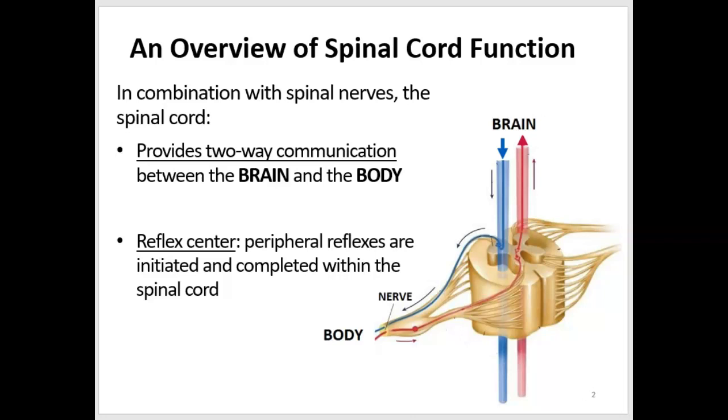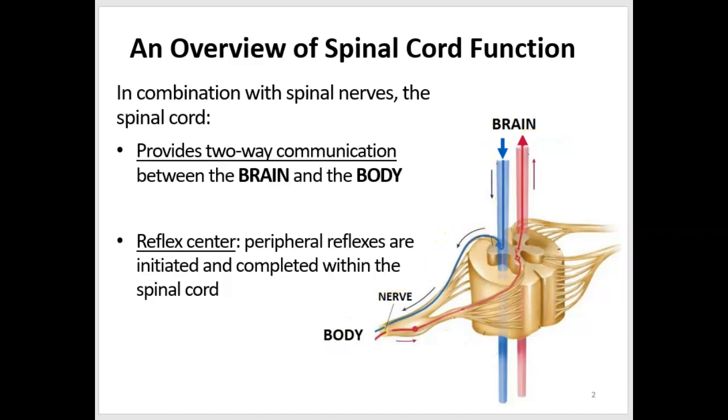We call information that's traveling from the body to the brain, shown by this red arrow, ascending information. And descending information, shown by this blue arrow, goes from the brain to the body.